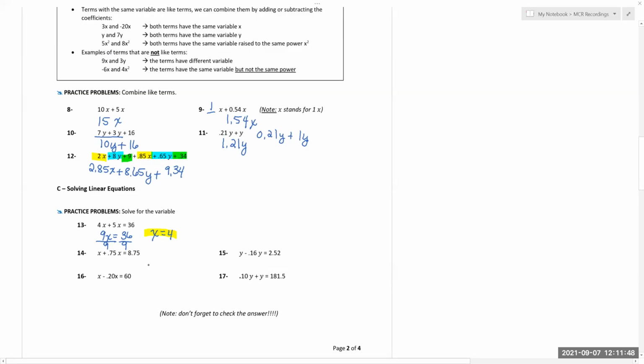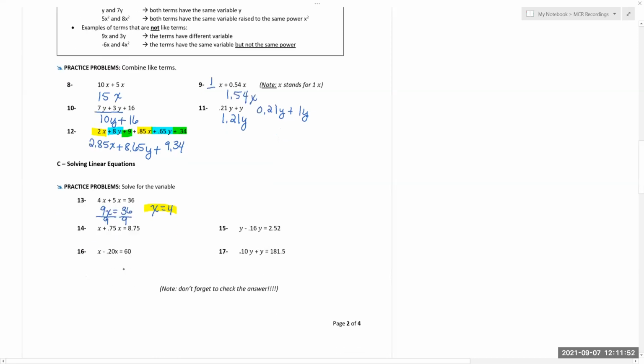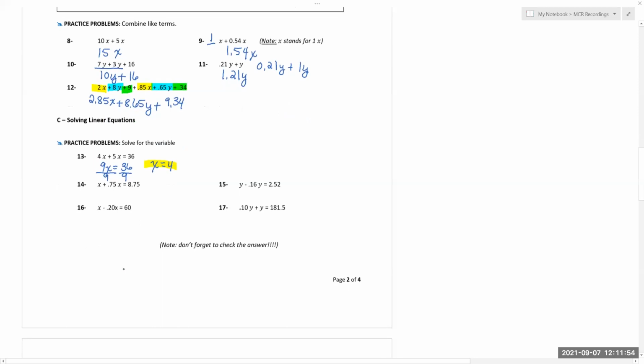So pause the video, try a couple of these, see if you can solve them, and then always remember to check your answers. So going in order for 14, I have a 1 here. So this is 1.75x equals 8.75. Then divide by the 1.75 on both sides. And you would get x is 5.